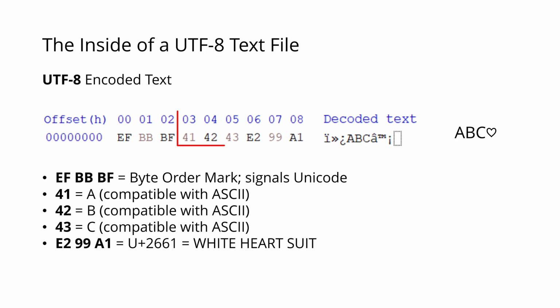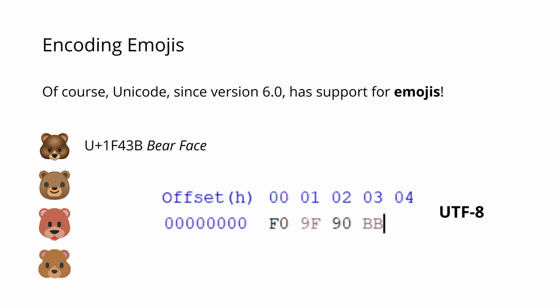Now the A, B, and C are represented using 1 byte each, and that's totally compatible with ASCII. And then lastly, we have the white heart, and the white heart is represented as 3 bytes in UTF-8, and it is the code 2661. And that demonstrates the fact that in UTF-8, we can use anywhere between 1 and 4 bytes to represent or to encode 1 character. And that's important to note.